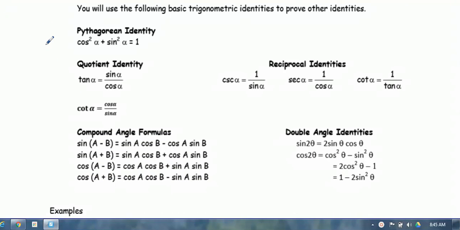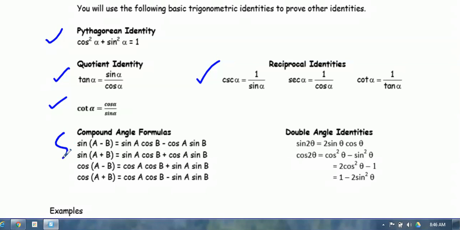One of the big ones was the Pythagorean identity, cos squared alpha plus sine squared alpha equals 1. You should definitely have that one memorized. Tan alpha equals sine alpha over cos alpha. Again, a very basic one that you used many times last year. All of your reciprocal identities from last year you should know, and you should be prepared to use them. Cotan alpha equals cos alpha over sine alpha is another one that comes up. It's related to, of course, this one, but you should be able to use that one as well.